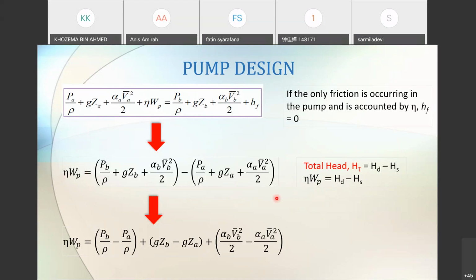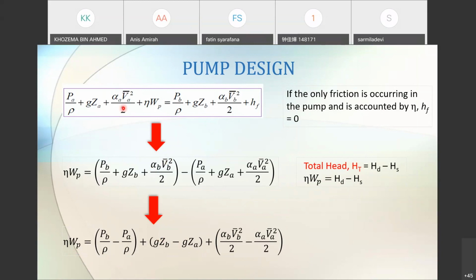The second form is that you can rearrange the equation again. You take the same terms and put them together. What I have done here is take the pressure head terms and put them together, take the vertical distance head terms and put them together, and take the velocity head terms and put them together, so that it will be easier for you to calculate your total head. So this is up to you.